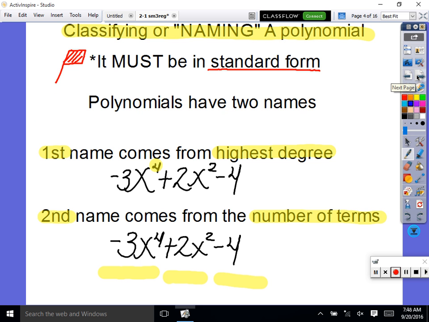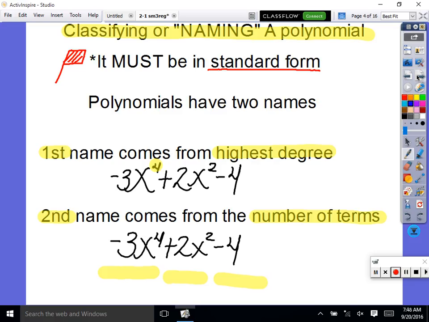So now we're going to have to learn how to name or classify a polynomial. First, before you can name a polynomial, before you can give it an official name, it has to be in standard form, and you have to have all like terms combined. Polynomials have 2 names. Just like we all have 2 names, a first and a last name, polynomials have a first and last name. The first name comes from the highest degree. So looking at this, for example, we would be looking at 4. It's in standard form, all like terms are combined. We would give it a name based on degree 4. You give it its name based on the highest degree.